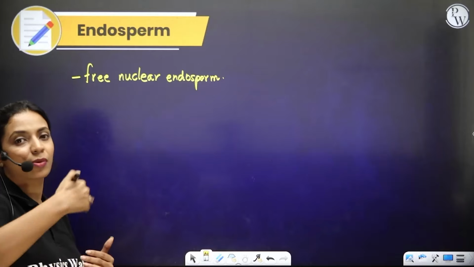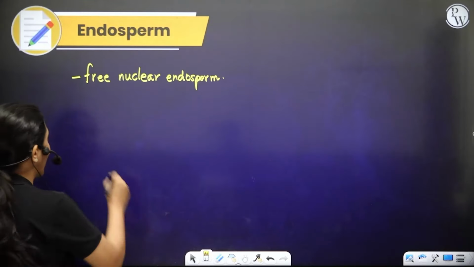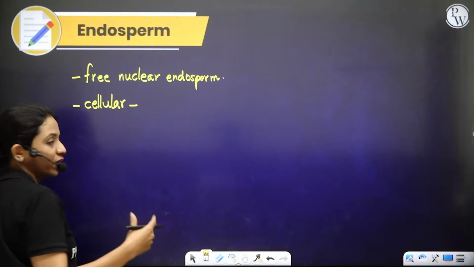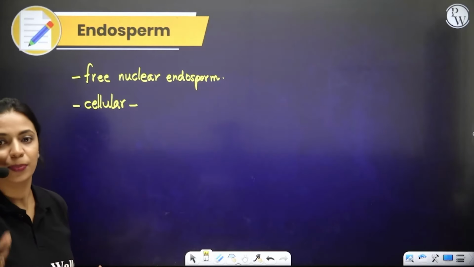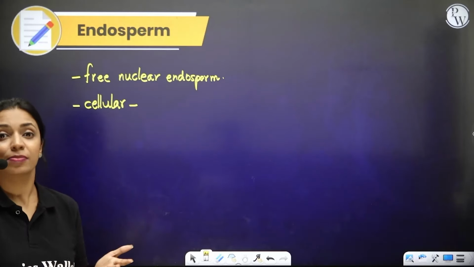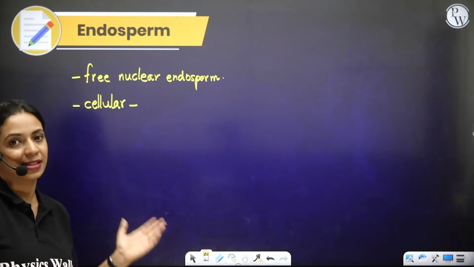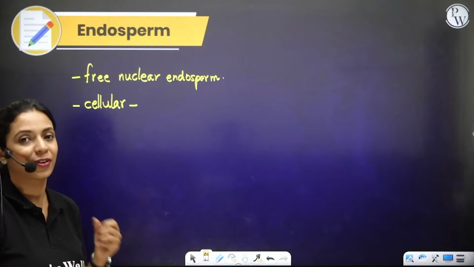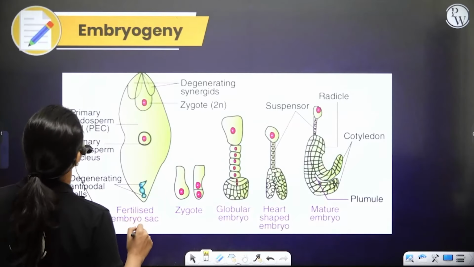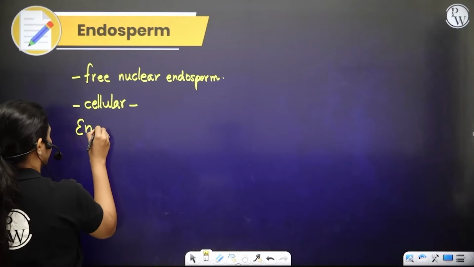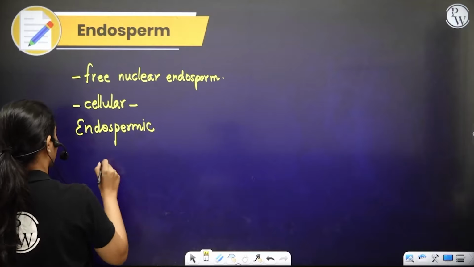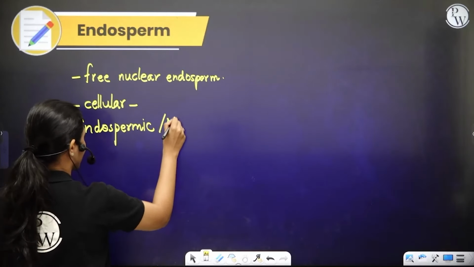Eventually, cross walls will be formed between these nuclei and the endosperm will become cellular. The coconut kernel that we see is an example for cellular endosperm. Now, depending upon whether, when the seed is mature, endosperm still persists or all of it is used up, we can classify seeds into two types: endospermic and non-endospermic, or albuminous also we say.